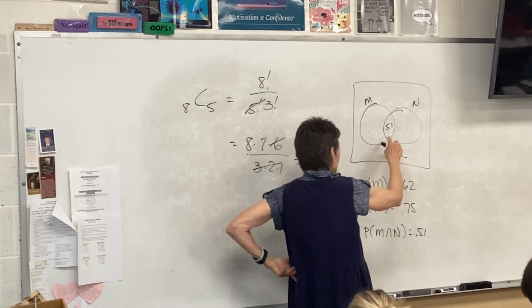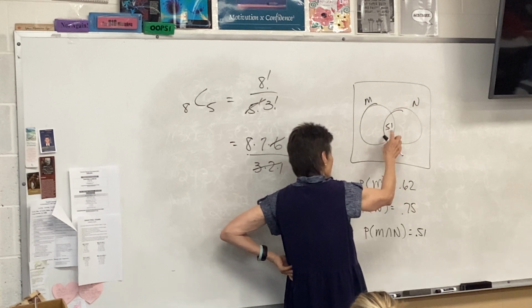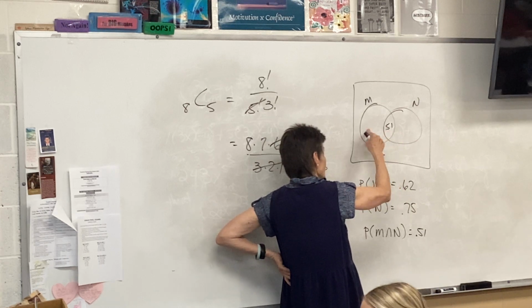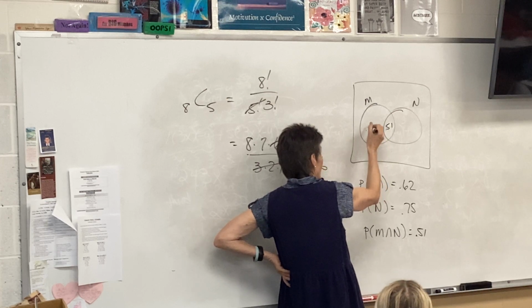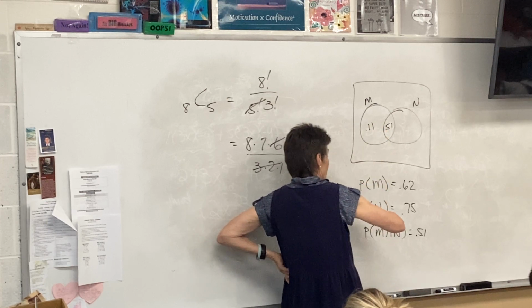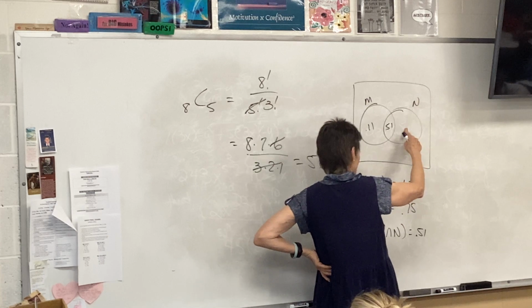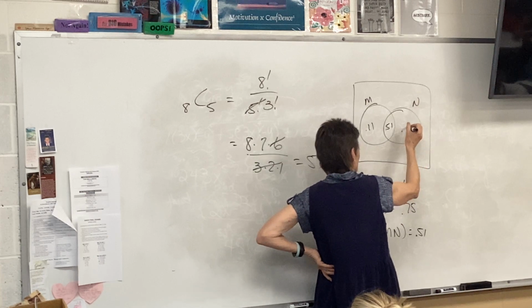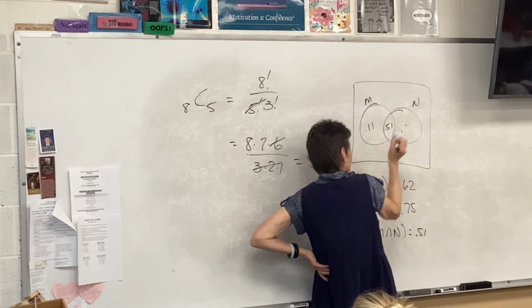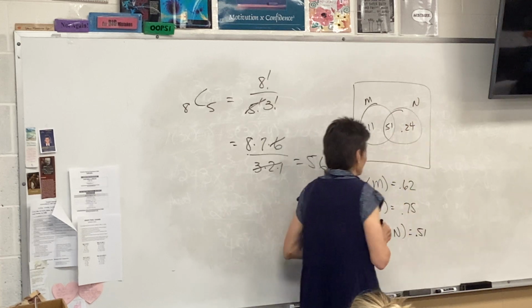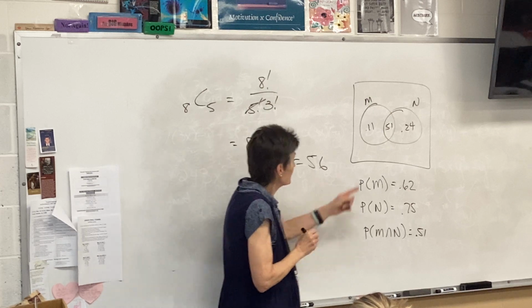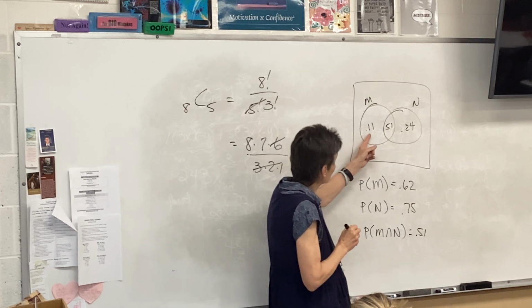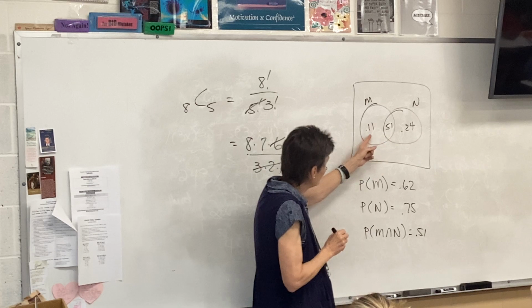And if we put 51% of our people right here in the middle, how much does that leave to be over here in just money? 0.11. And how about numbers? How much here? 0.24. What do these add up to?